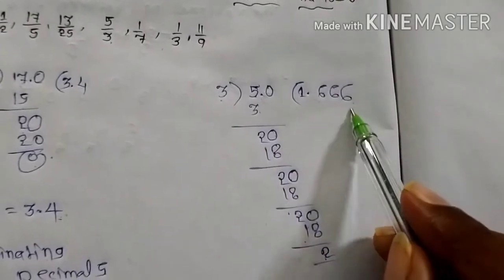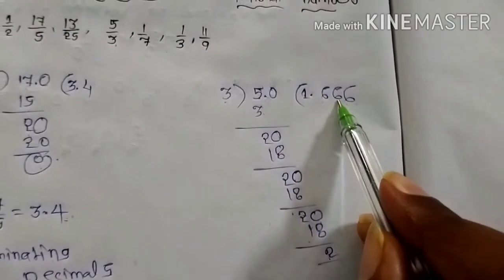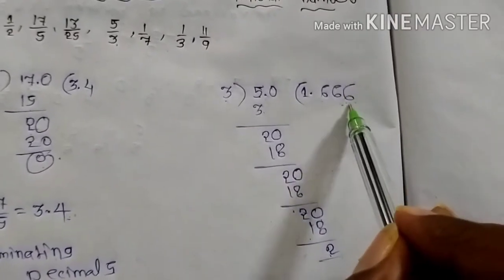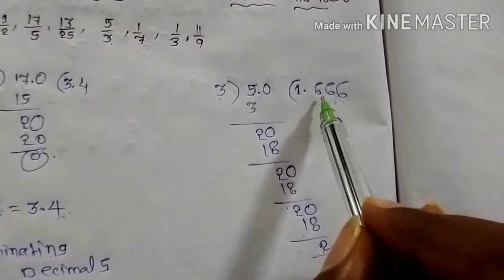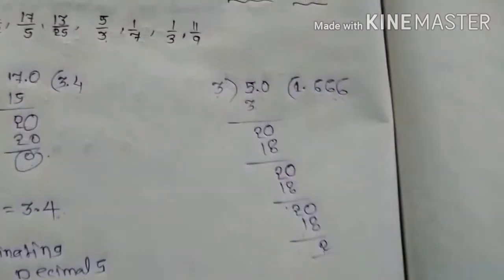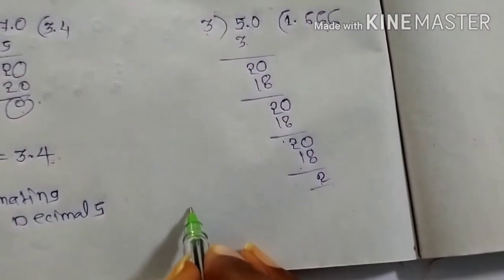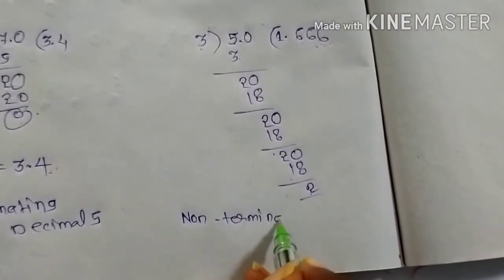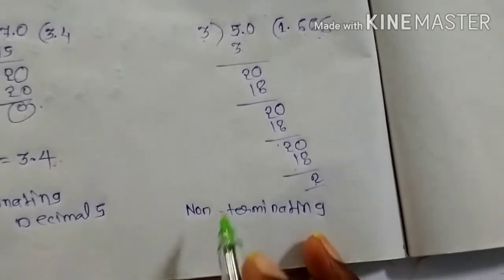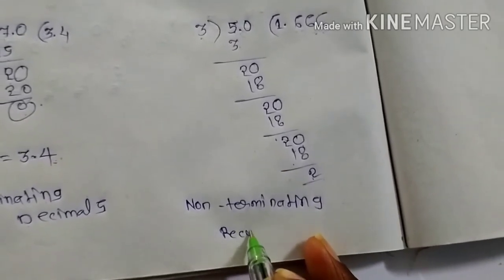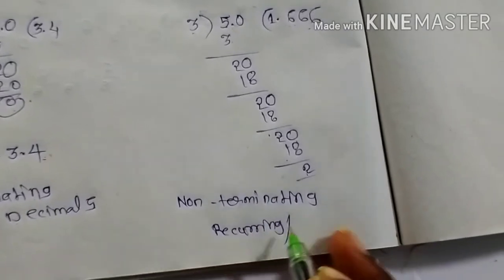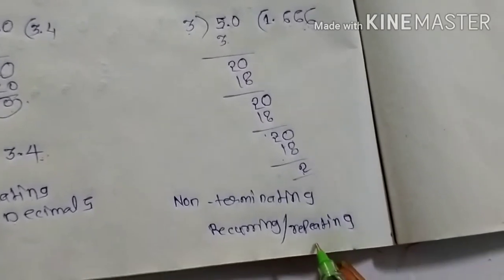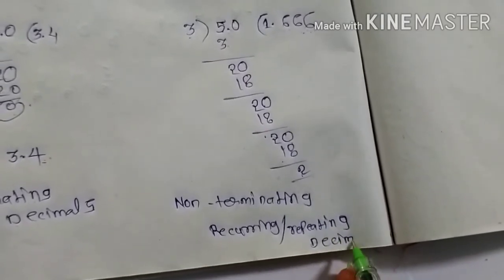That means this is non-terminating. Is it terminating like in the previous problem? Not terminating. It is non-terminating and repeating. See the quotient, repeating 6 6 6. So these are called non-terminating recurring decimals. We can call it non-terminating recurring or repeating decimals.